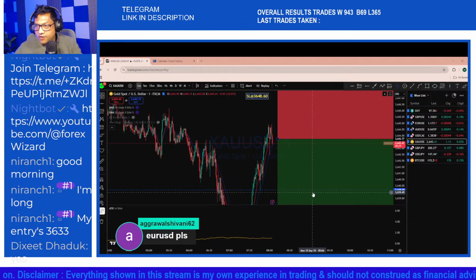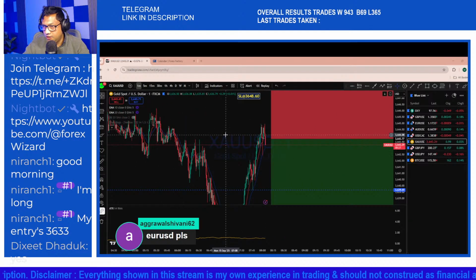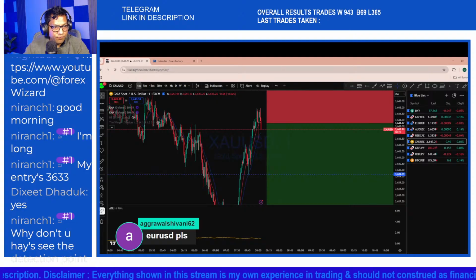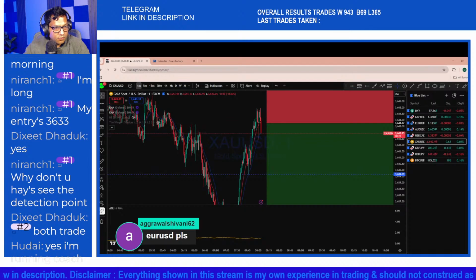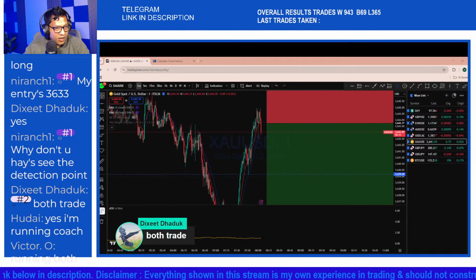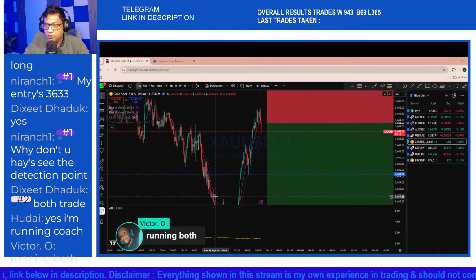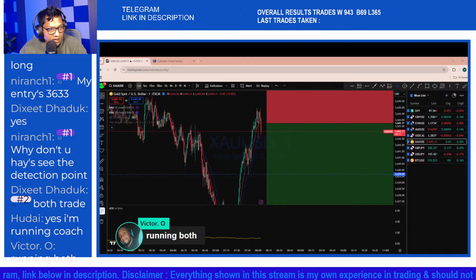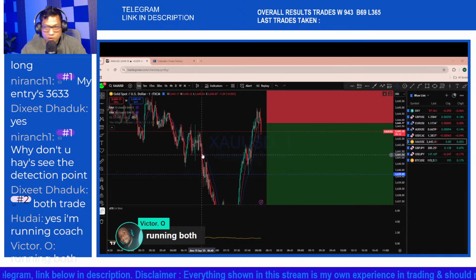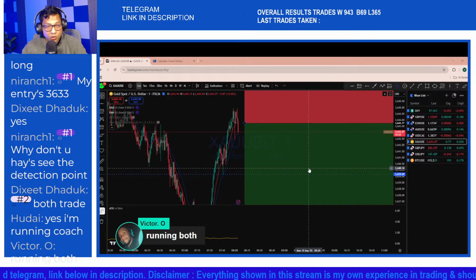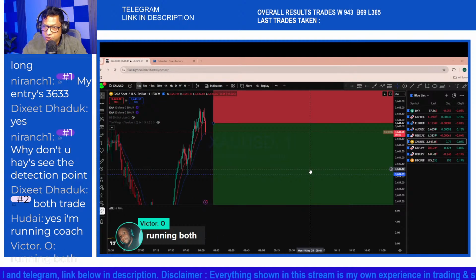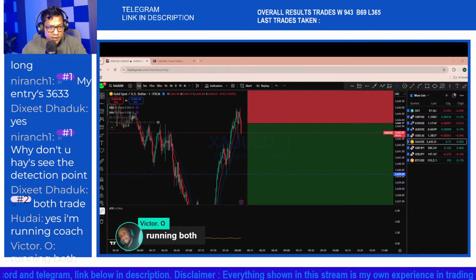Okay, here the market formed a double top, and I think if this price breaks below, both trade. Yeah, I'm running, coach. Running. Okay, both. All right, cool. Can anyone say here running both or one? Or if anyone had a stop loss, you can say stop loss. We see that break below here at the moment.